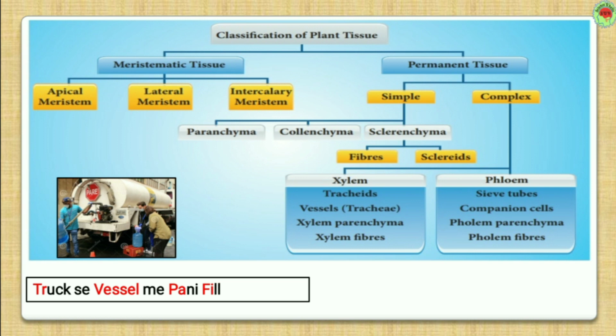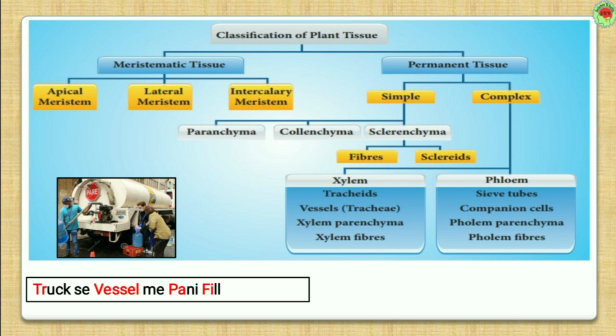Now today we are going to discuss the complex tissue, that is xylem. Now what is complex tissue? Complex tissue is a tissue which is made up of more than one type of cell which work as a unit. So it's complex tissue. Now let's see the example of xylem. Xylem is a complex tissue which is made up of four types of components, that is tracheae, vessels, xylem parenchyma and xylem fiber. So these are the four components of xylem.